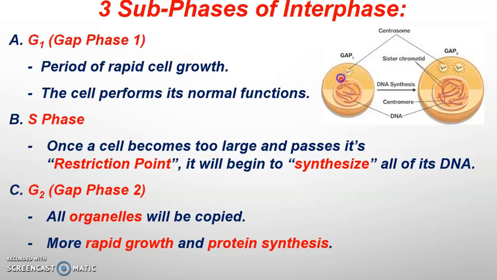So again, if you look up here in gap 1, this cell has already gotten too big. But look at the size of it now in G2. It looks like it's grown at least around 30 to 40% more than it was originally.